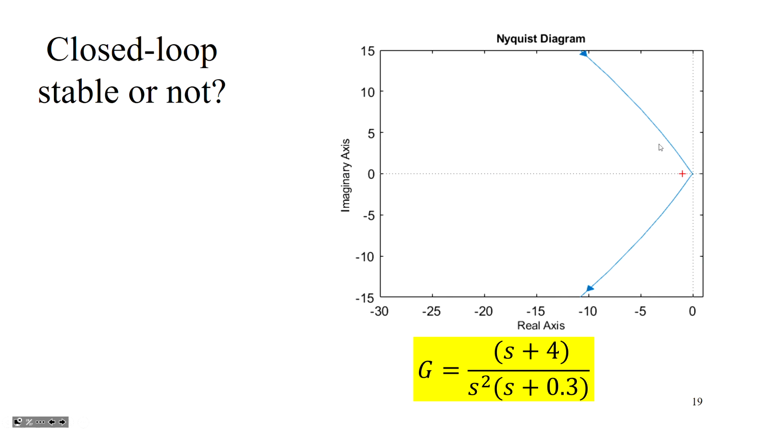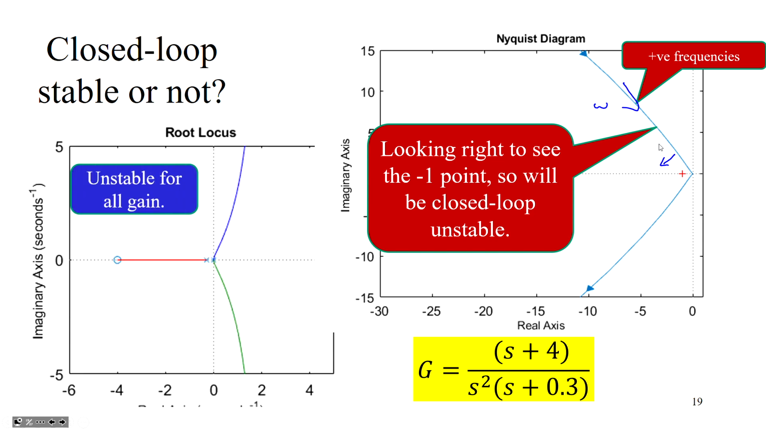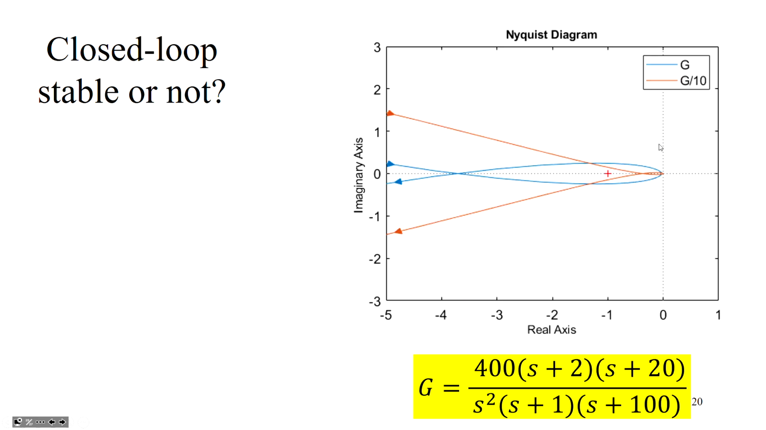Here's another example. Am I closed loop stable or not? So you can see here is the line of increasing frequency, and you can see to see the -1 point, I've got to look to the right. Because I have to look to the right, I'm going to be closed loop unstable. And again, if you look at the root loci, you can see here the poles are in the right half plane for all positive values of gain. And so the Nyquist diagram has given you this insight. What about this example? Am I closed loop stable or not, and how does that change with different gains?